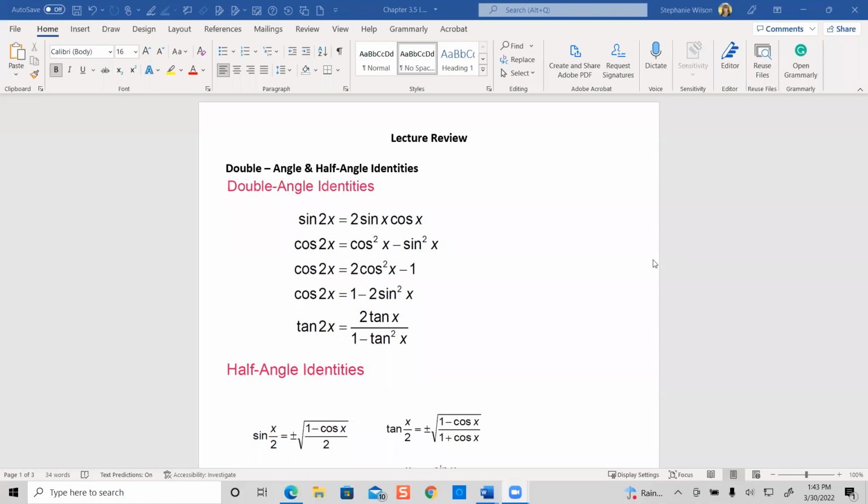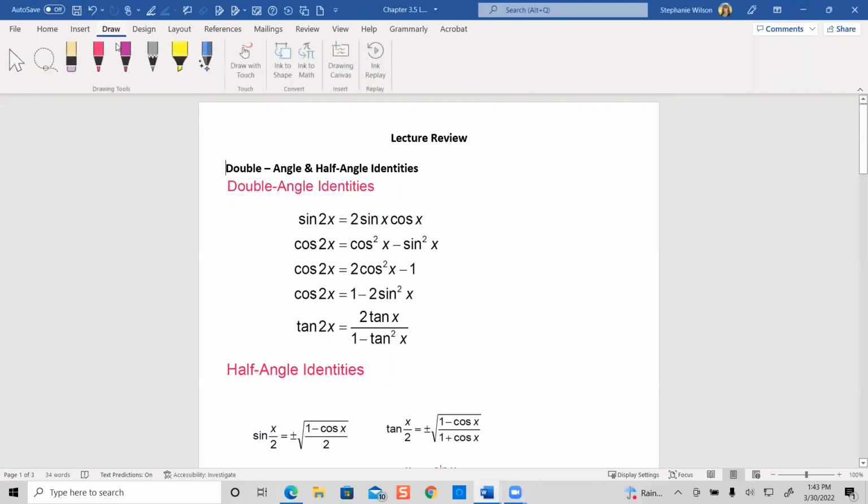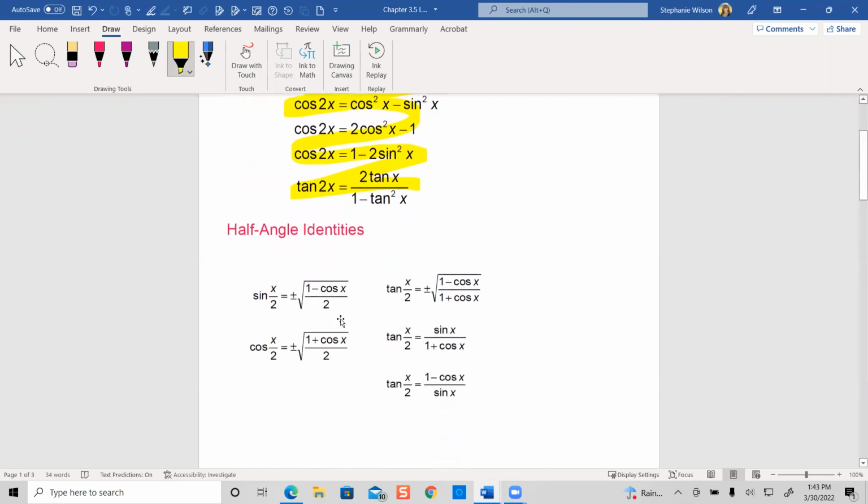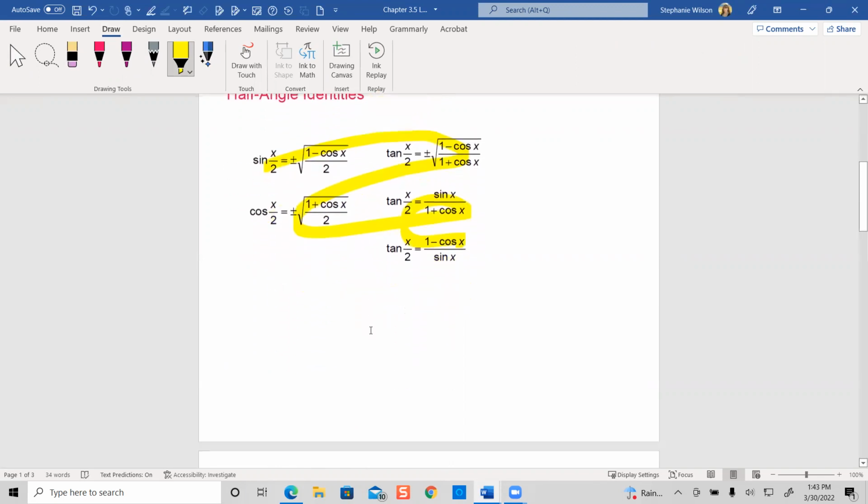Double angle and half angle identities. These identities will be great to have handy on a flashcard or whatever it may be, so you can memorize them. I would memorize them for both the double angle and the half angles. Okay, so let's use them.